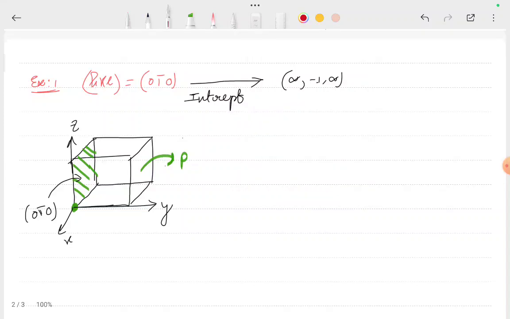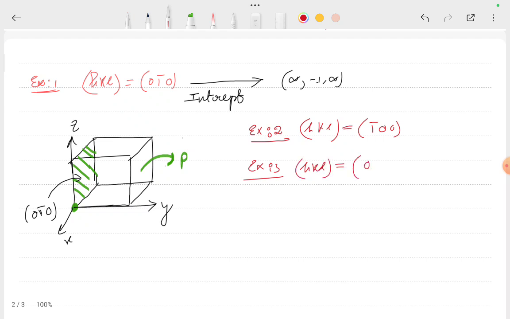This is your homework part. Example 2: you can sketch it in your notebook. That is nothing but 1 bar 0 0. And example 3: HKL equals 0 0 1 bar. So please sketch these two problems. This is your homework. Please sketch them in your notebook.